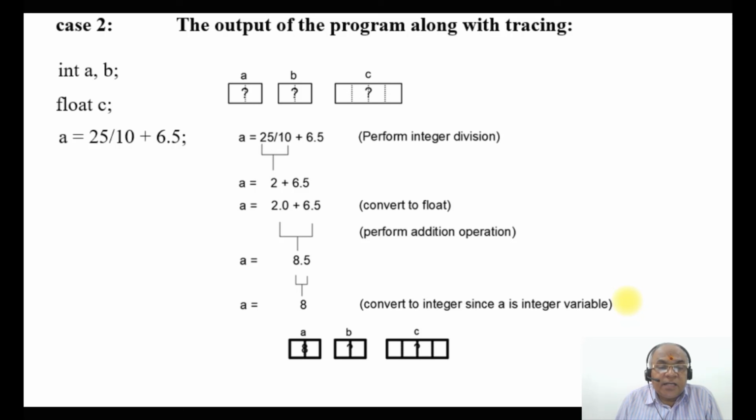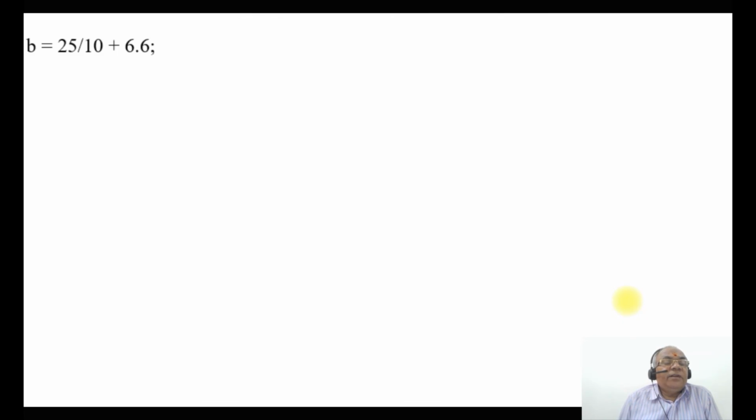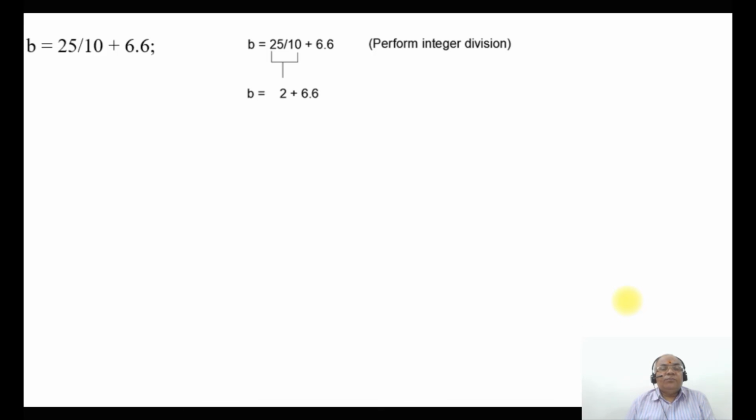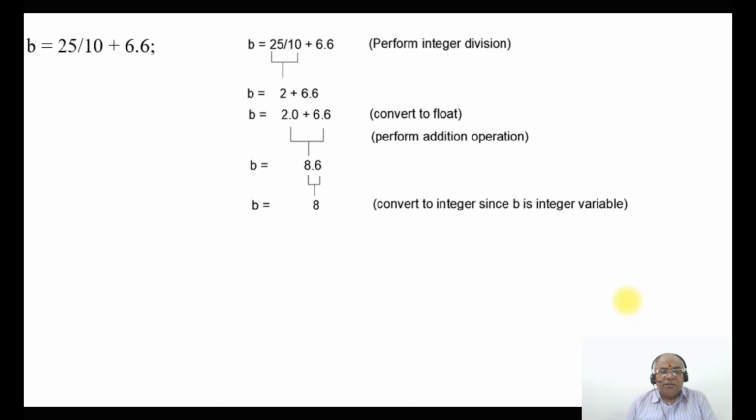So a will have 8, and b and c still have garbage values. We have not found them yet. Now when you are considering b is equal to 25 divided by 10 plus 6.6, first it performs the operation 25 by 10. So it performs integer division. So it becomes 2 plus 6.6. So convert it into float, and it becomes 8.6. Perform the addition operation. But b is an integer, so it converts into an integer value. So b will also become 8. Convert to integer since b is an integer variable. So b will also have 8.